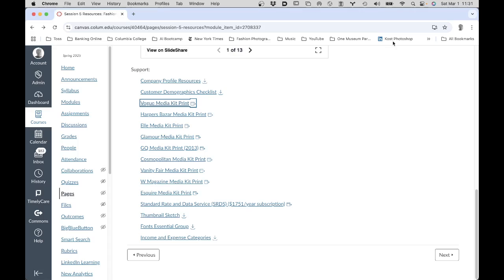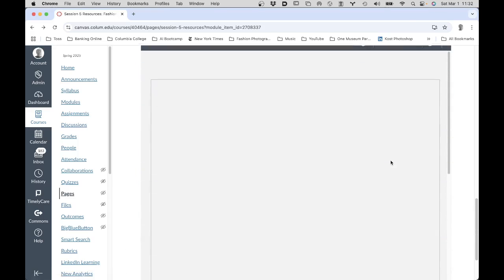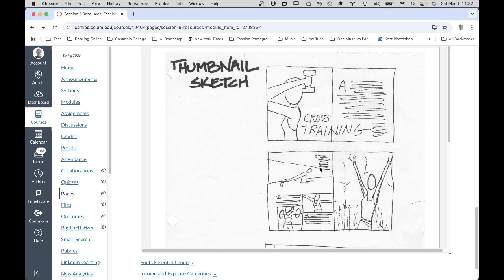Okie dokie. So I'm going to show you thumbnail sketches right here. We've already seen a couple of them. They can be really basic. It can be something just as simple as this, again. But what matters about this is that you are thinking about where the type goes. How do you shoot a figure based on where the type goes?